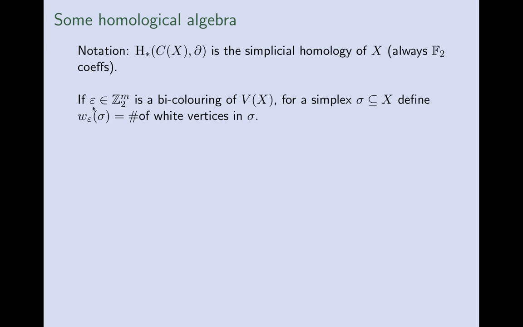Okay, so if we have a bicoloring epsilon of a simplicial complex X, we can take any simplex in X and define its epsilon weight, or coloring weight. This is just going to be W epsilon of sigma, and this is just the number of white vertices inside of sigma. Note that I'm not defining this weight for the whole simplicial complex, rather we do it for each simplex separately. And this will be important in just a few minutes.